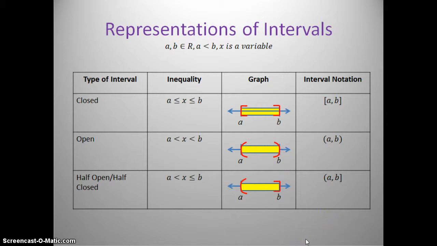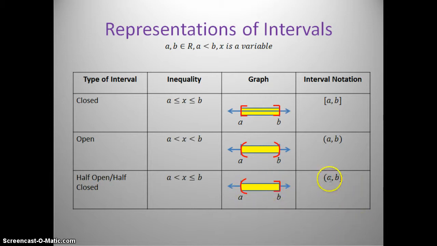Now we could have an interval that's considered either half open or half closed, and this is when only one of the endpoints is included and the other is not. So this is one case where we can certainly have the equal to on the a instead of the b. So here as an inequality, we have a is less than x, which is less than or equal to b. And the picture, notice again, the parentheses at a, the bracket at b, the shading is in between.